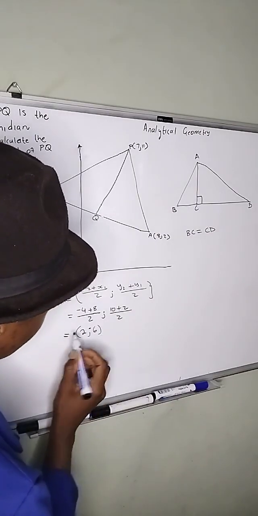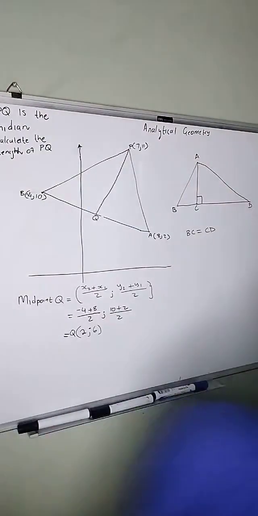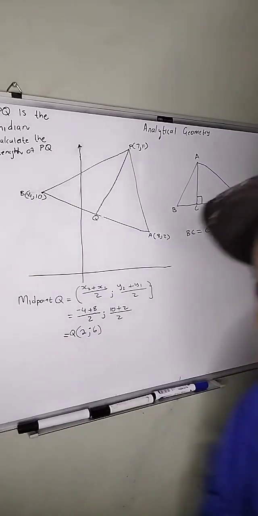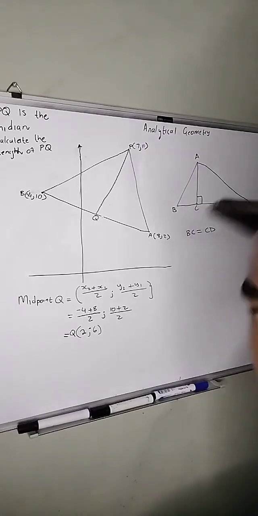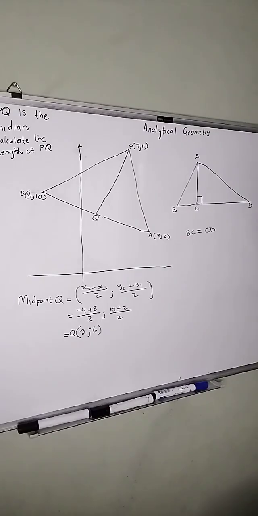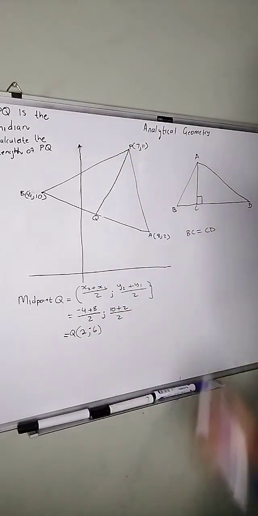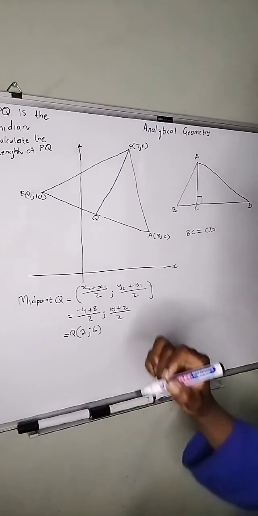The midpoint of Q. So does the midpoint make sense to you? Yes, thank you very much, because it's in the first quadrant and this side is on the positive axis.